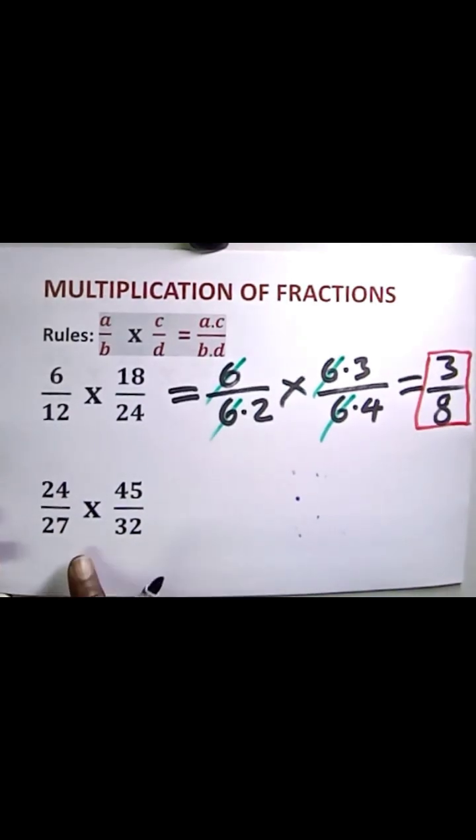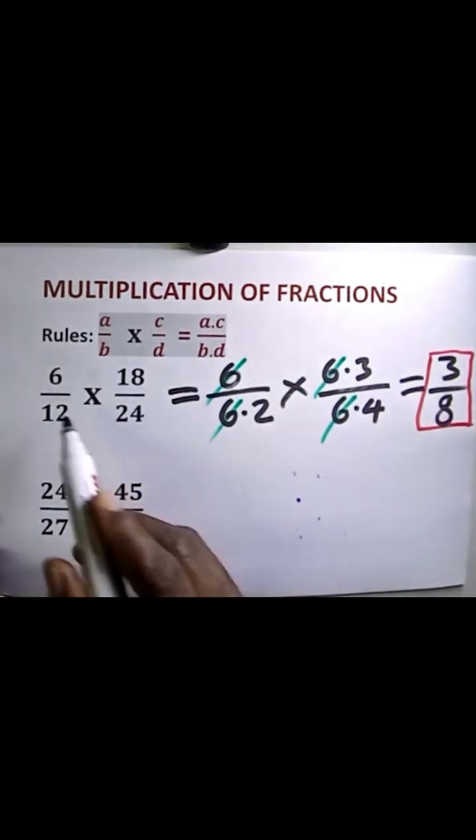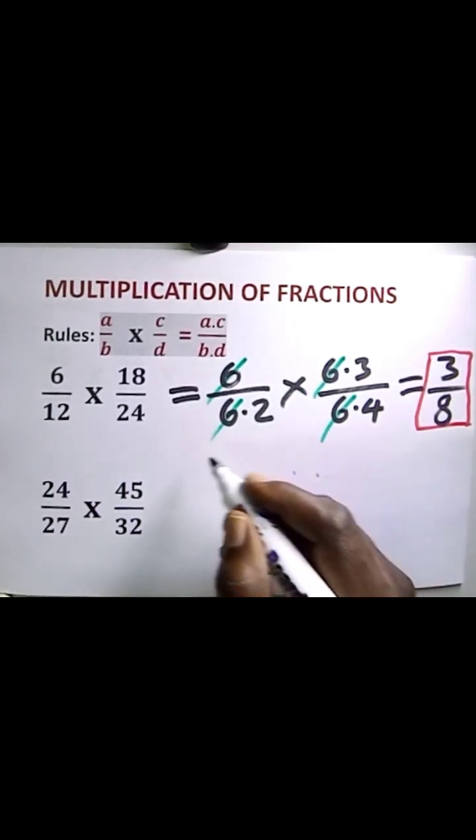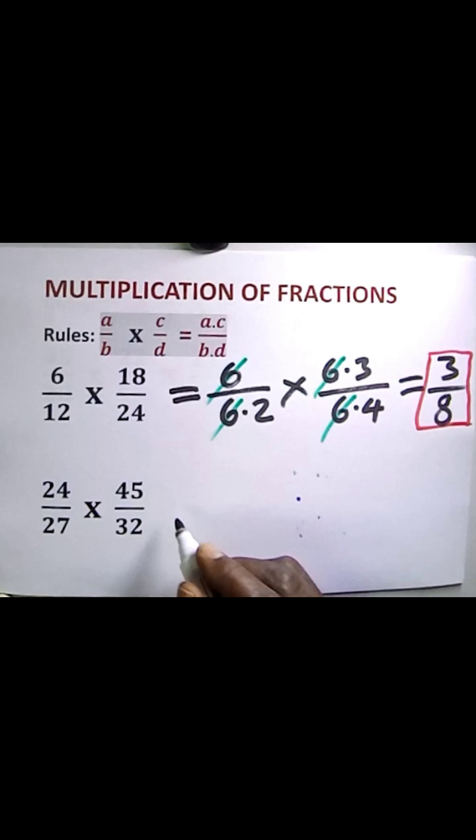And our next question, you can see that in this fraction the numbers are getting larger and larger. Yes, so this method becomes very handy. But we are following the same rule. We are multiplying the numerators, 24 times 45, and multiplying the denominators, 27 times 32. Watch out. Because the numbers here are becoming large, let's also break them down this way.